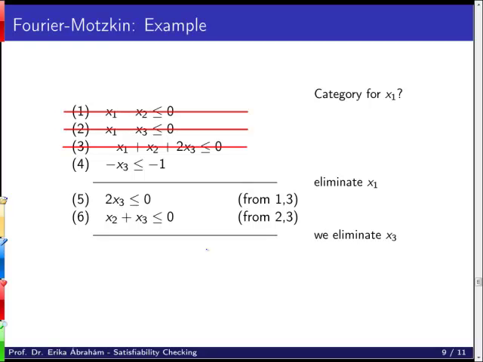Then I have also an x3. No. This is the only equation containing x2, so it does not have any lower bound, and independent of the value of x3, I will always find a value which satisfies this inequation. So I could just remove this, and I would keep 4 and 5. But instead now we eliminate x3. What do I do to eliminate x3?